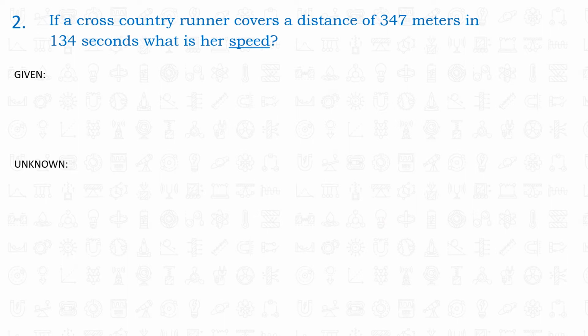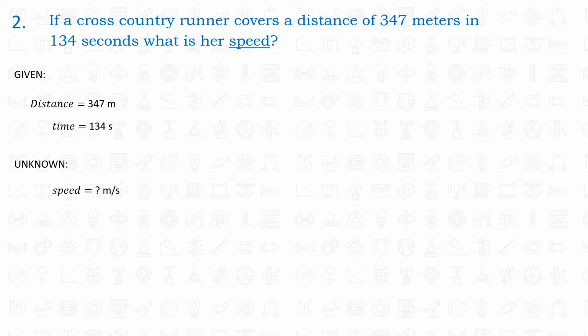Example number 2 says, if a cross-country runner covers a distance of 347 meters in 134 seconds, what is her speed? Again, this is exactly like the first problem, where we're given meters, a distance. We'll write that in the givens, as well as the 134 seconds, that's the time. So distance and time are given to us, and we are going to solve for speed. It's underlined right there. Speed, again, is in meters per second.